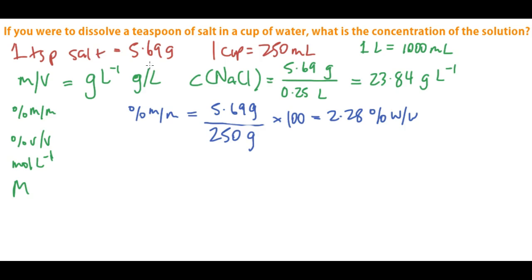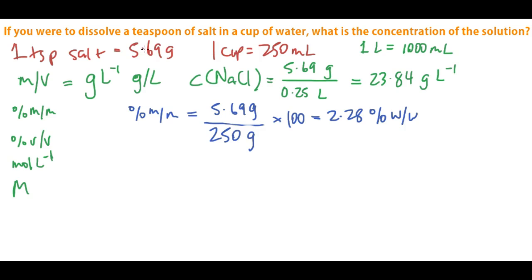Let's have a look at percentage volume per volume. Now, usually you would do volume per volume with liquids dissolving in liquids, for example, alcohol dissolving in water. Okay, so upon consulting the all-powerful internet, I actually found out the specific density of salt. For every cubic centimeter of salt, which is a mL, there is 2.165 grams.